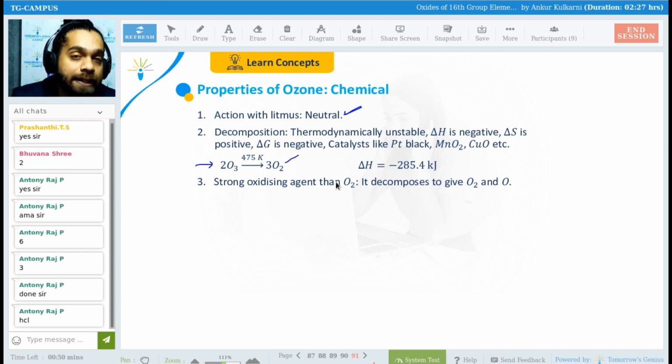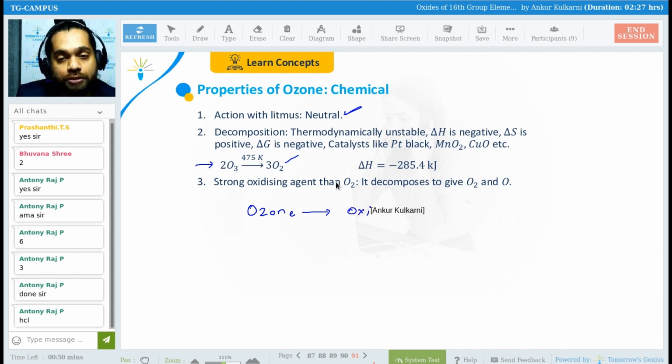Also, obviously there is an excess of oxygen present. So ozone, write it down, will also act as an oxidizing agent. Obviously it has excess oxygen, so it will act as an oxidizing agent. Ozone will also act as an oxidizing agent.